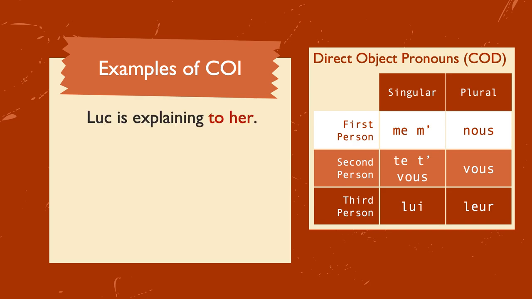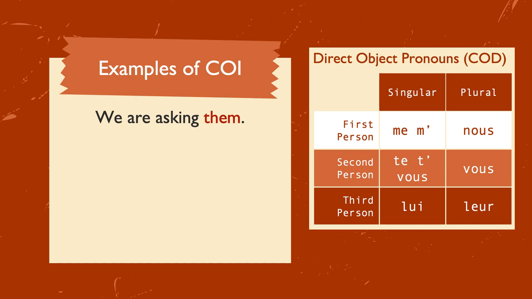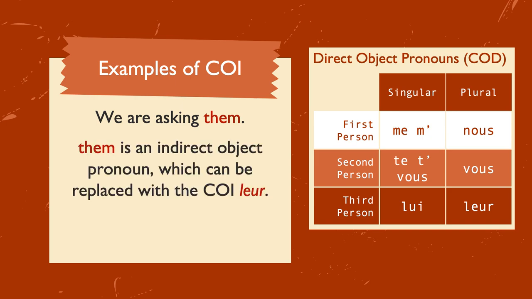Luc is explaining to her. Her is an indirect object pronoun which can be replaced with COI lui. Luc lui explique. Our verb is expliquer à. We are asking them. Them is an indirect object pronoun which can be replaced with COI leur. On leur demande. Our verb is demander à.